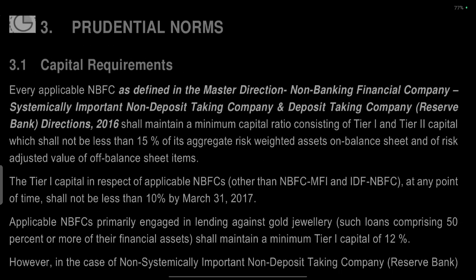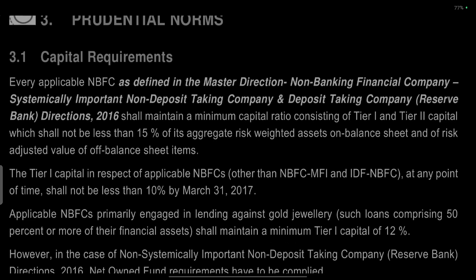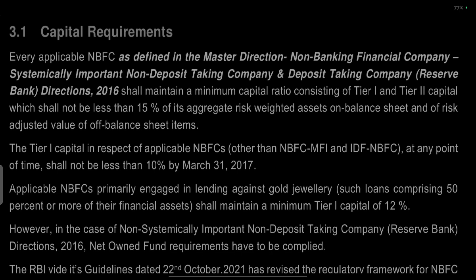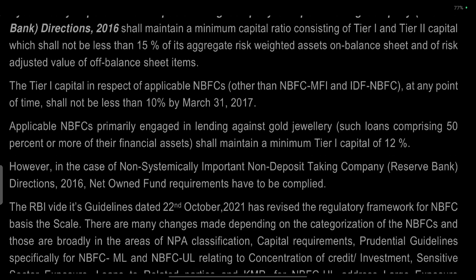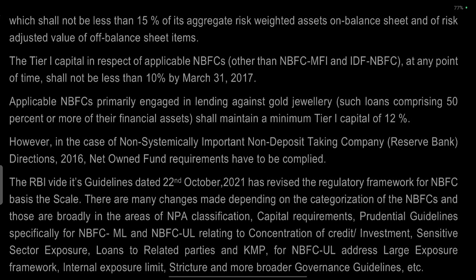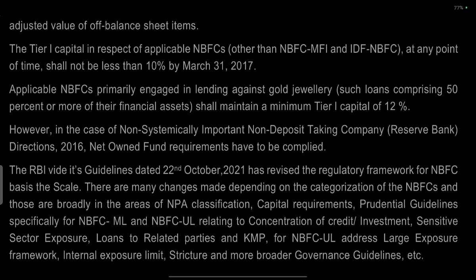Prudential norms, the capital requirement. Every applicable NBFC, as defined in the Master Direction for Non-Banking Financial Companies, systemically important non-deposit taking companies and deposit taking companies, under the Reserve Bank Directions 2016, shall maintain a minimum capital ratio consisting of Tier 1 and Tier 2 capital, which shall not be less than 15% of the aggregate risk-weighted assets on balance sheet and risk-adjusted value of off-balance sheet items. Tier 1 capital, in respect of applicable NBFCs other than NBFC-MFI, NBFC-IDF, shall at any time not be less than 10% by March 31, 2017.